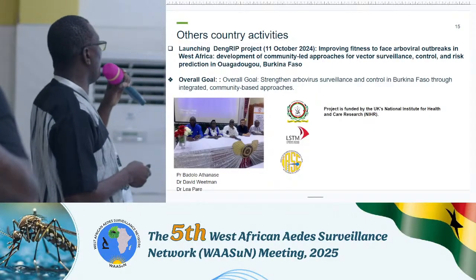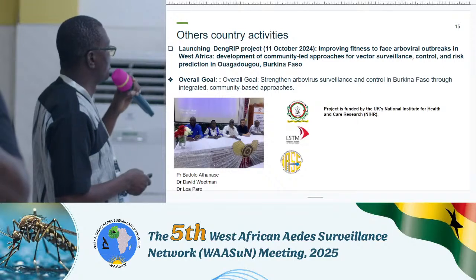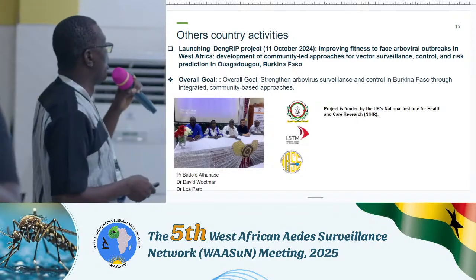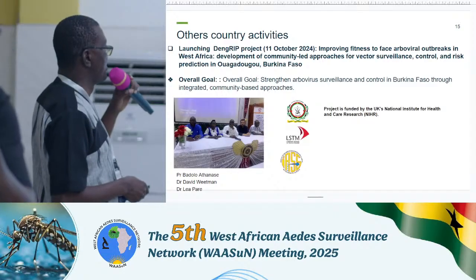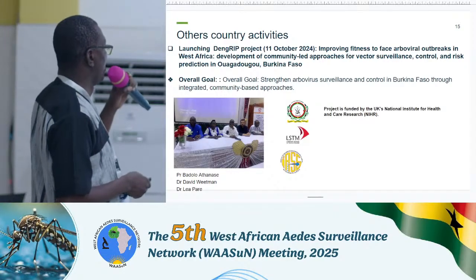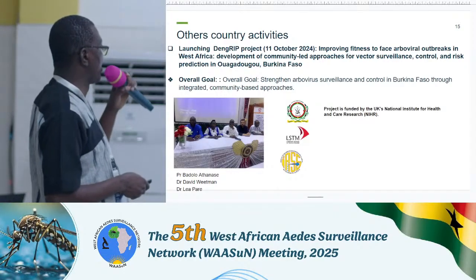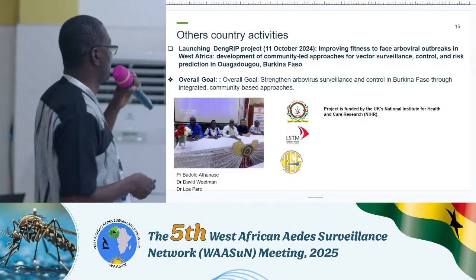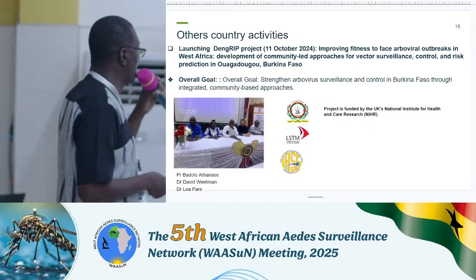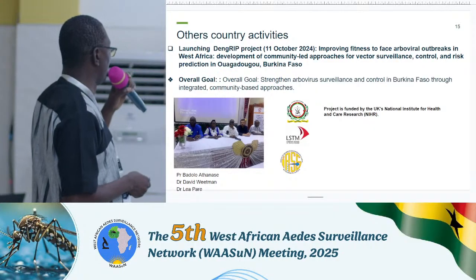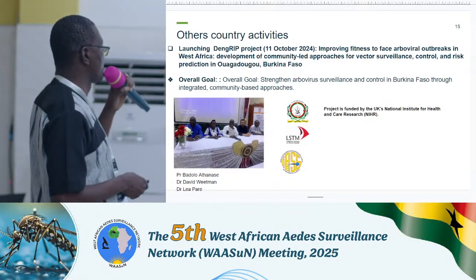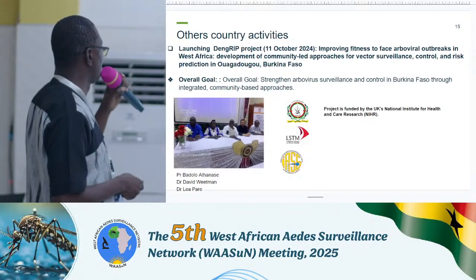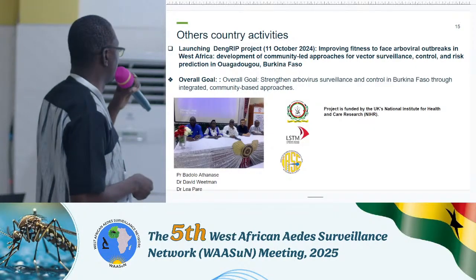And the goal of this project is really to strengthen the arbovirus surveillance and control in Burkina through an integrated community-based approach. This project was funded by the National Institute of Health and Care Research from the UK. And we work in collaboration with the Liverpool School of Tropical Medicine, IRSS, and the university.